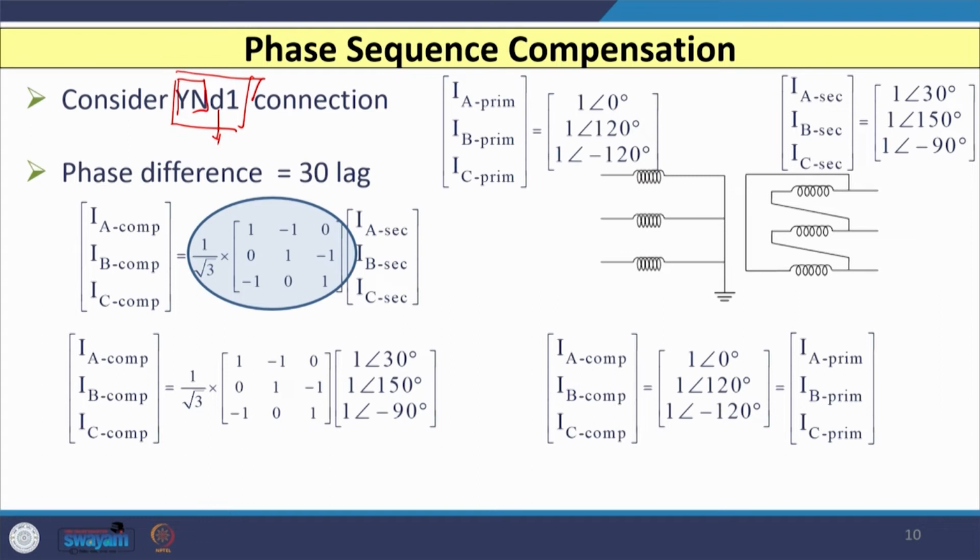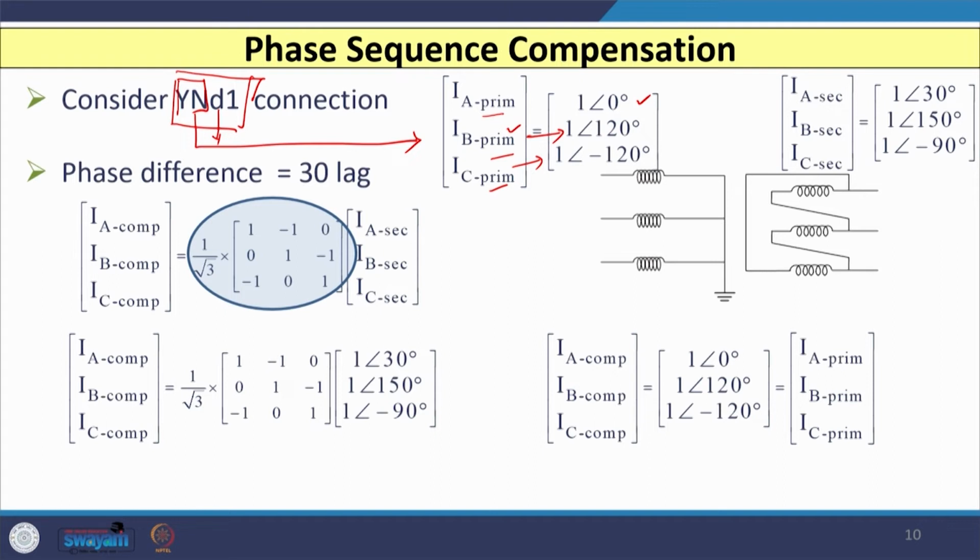So, you can see that my HV winding currents I have shown here as IA primary, IB primary and IC primary phase wise. So, IA primary is 1 angle 0°, IB primary is let us say 1 angle 120° and IC primary is 1 angle minus 120° or 1 angle 240°.